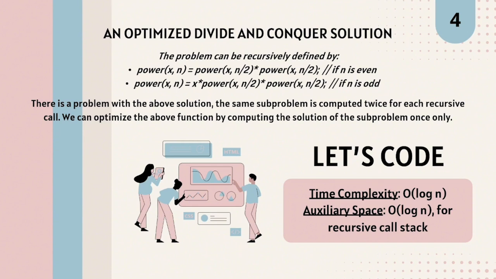So see, the power function with parameters x comma n can be written as power function x comma n by 2 times power of x comma n by 2, if n is even.